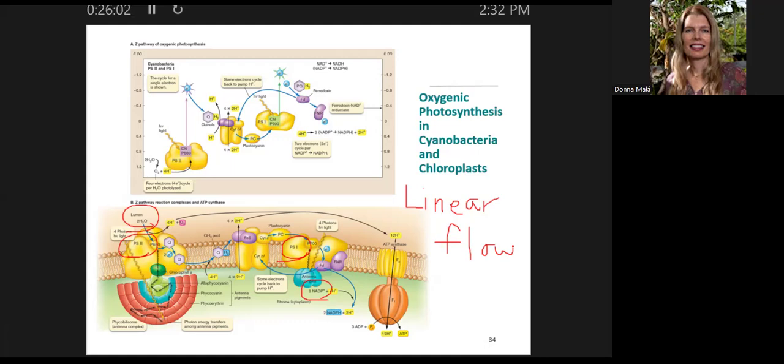This figure up top that you see, if you tilt your head sideways, they call this the Z scheme, because it's kind of a Z flow. Don't get lost in that, but they do talk about it in the book. They call it the Z scheme. What they've done here is they put it on the reducing potential tower.